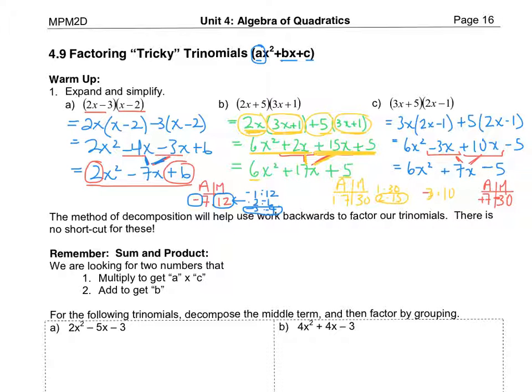So whatever you're adding to when your signs are opposite, that is the sign of the larger number.